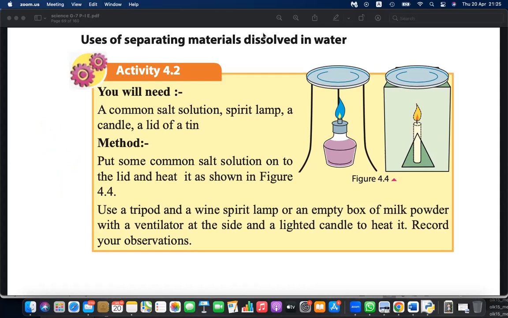I explained this in the grade 6 lesson also. I think you were not there in grade 6. Let me explain it again. Let's use a container. You need a slightly big, tall container.